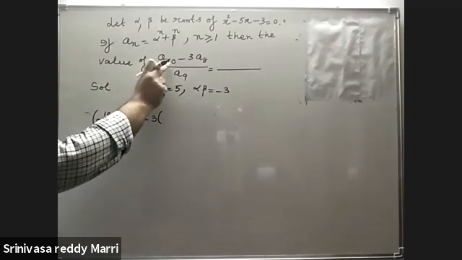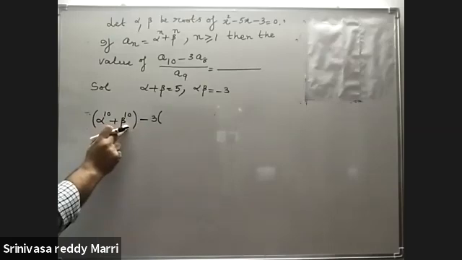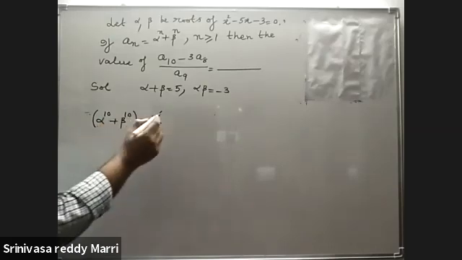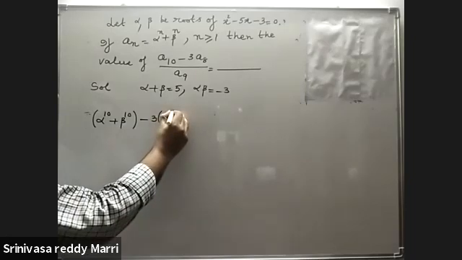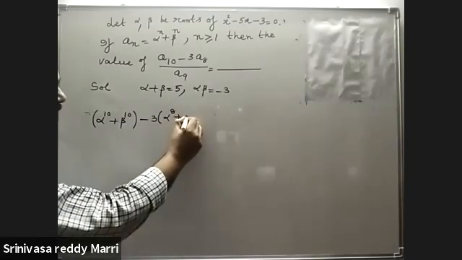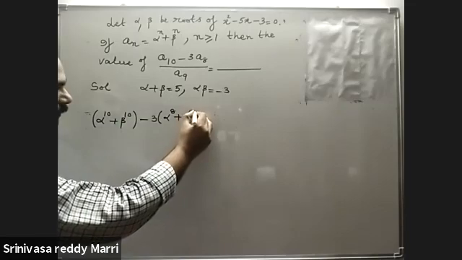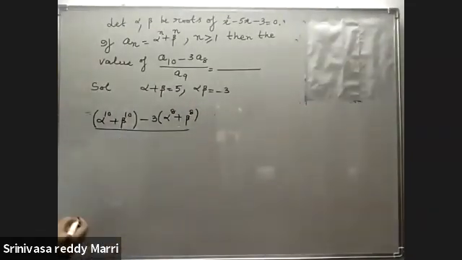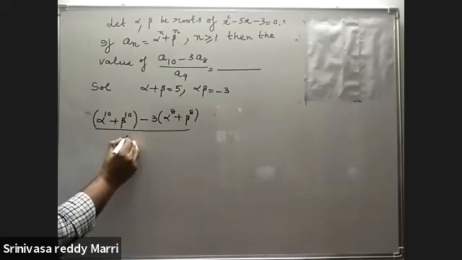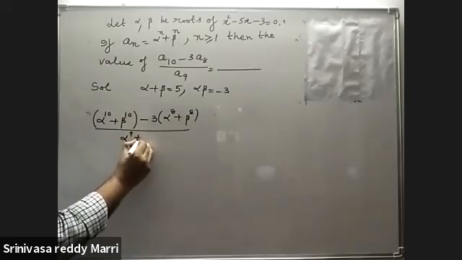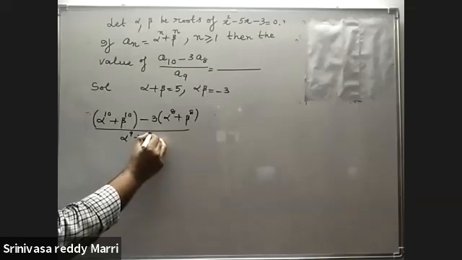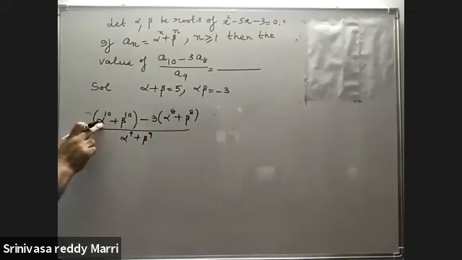So what he is asking is alpha to the power 10 plus beta to the power 10 minus 3 into alpha to the power 8 plus beta to the power 8 divided by alpha to the power 9 plus beta to the power 9. So calculating to the power 10 is very difficult because till cube, alpha cube plus beta cube we can calculate. But to the power 10 means directly calculating it is not possible.